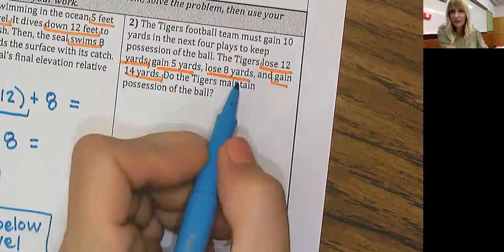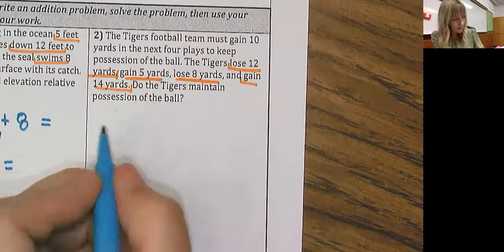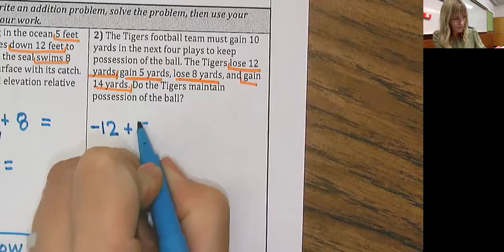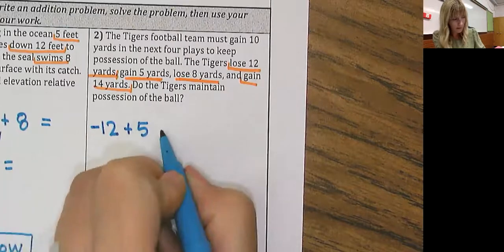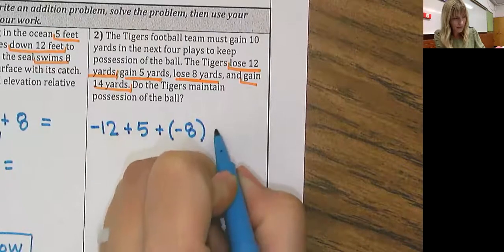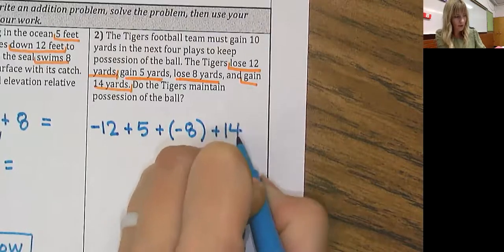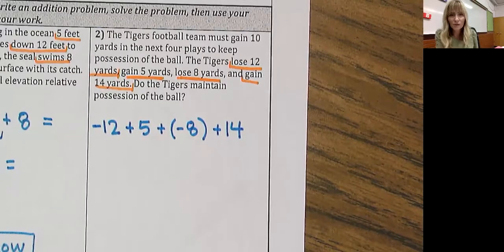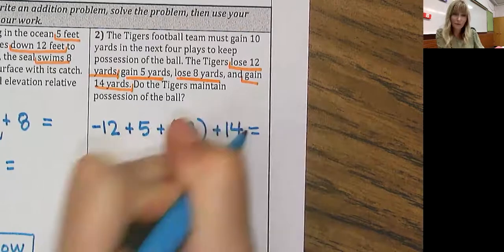So let's focus on what actually happened to them. They lose 12 yards. They gain 5 yards. They lose 8 yards. And they gain 14 yards. Notice how I modeled the situation with addition before I even try to answer the question. Don't try to jump to the answer too soon. Make yourself a plan. Again, I'm dealing with integers, so I don't think I need a calculator for this.